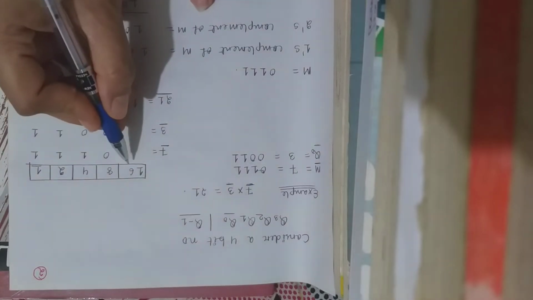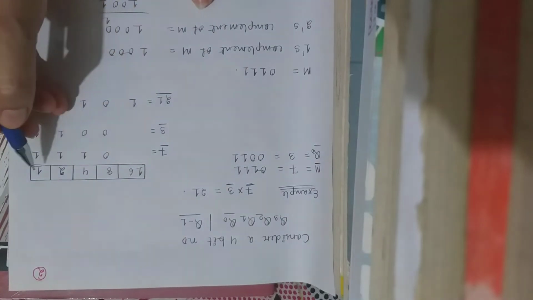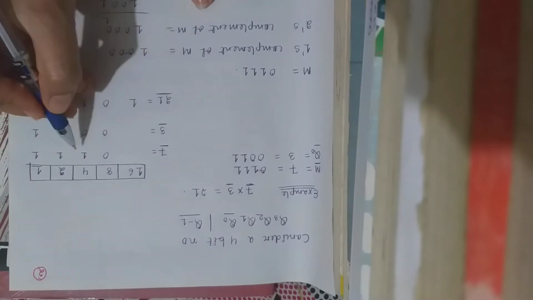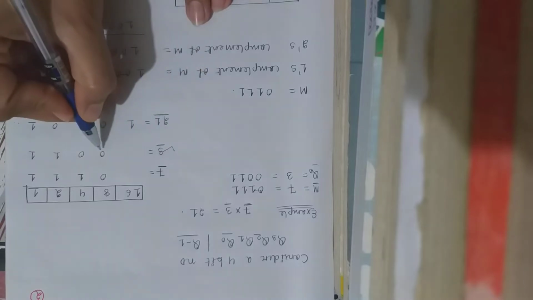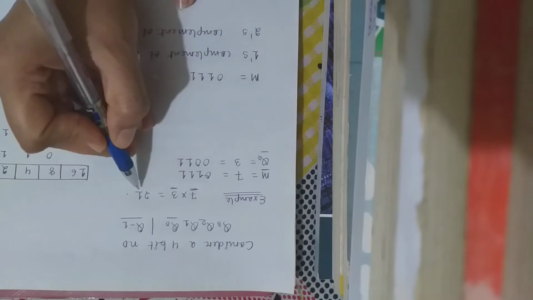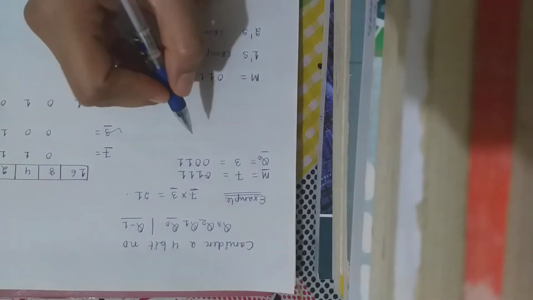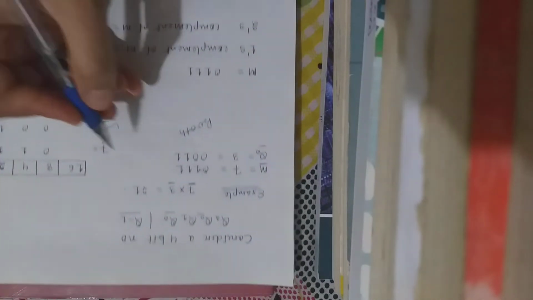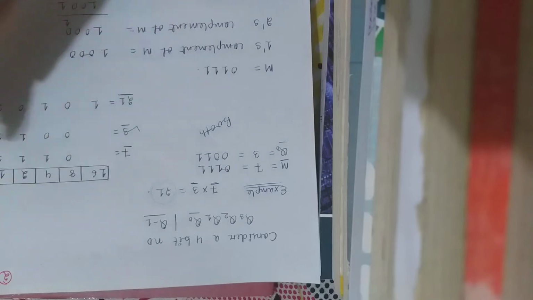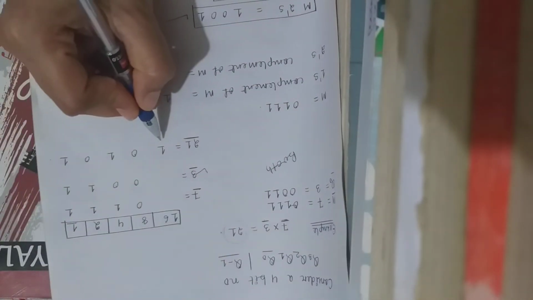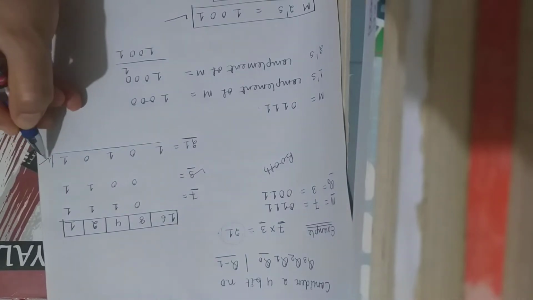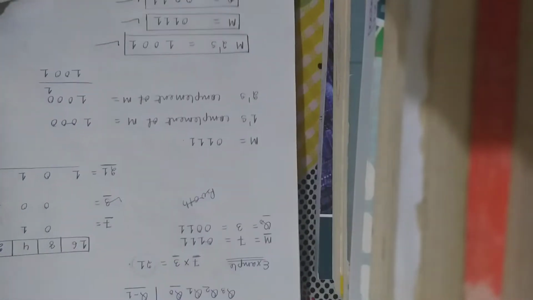How is it 0 0 1 1 1 and 0 0 0 1 1? Here we can calculate 16, 8, 4, 2, 1. So 7 is 4 plus 2 plus 1, that means 0 0 1 1 1. Like this 3 is 0 0 0 1 1. But as we know that 7 cross 3 equal to 21, by the help of Booth's algorithm we have to find the result 1 0 1 0 1. If it comes, then Booth's algorithm works.